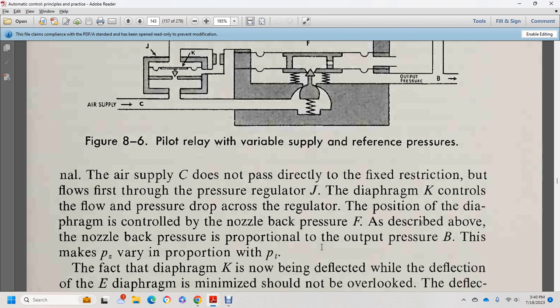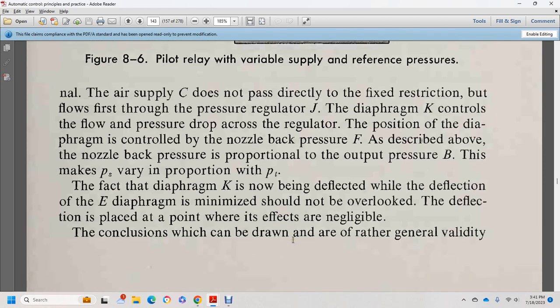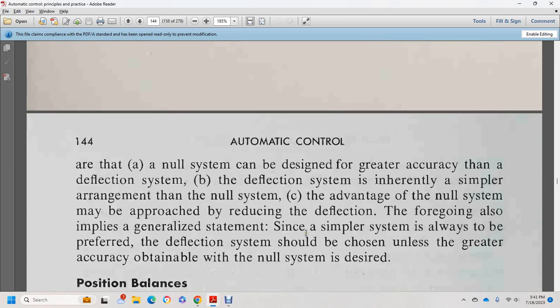In fact, the diaphragm K is not only deflected with the deflection of the E; the diaphragm deflection is minimized, but should not be overlooked. The deflection is played at the point where the effect is negligible, the conclusion which could be general validity, or the analysis could be designed for greater accuracy within the deflection system. B, the deflection system is an inherently simple arrangement compared with the null system.